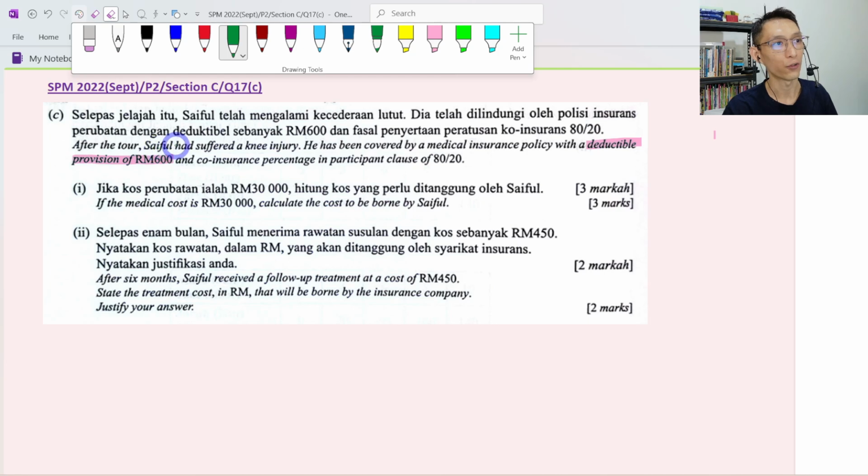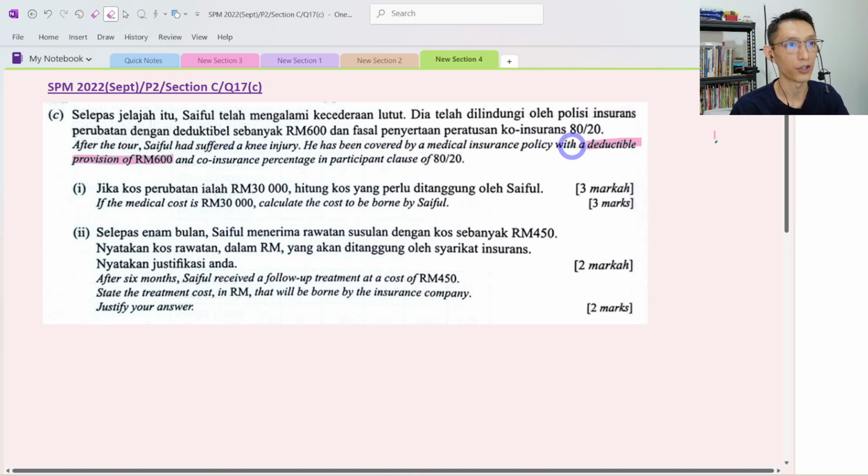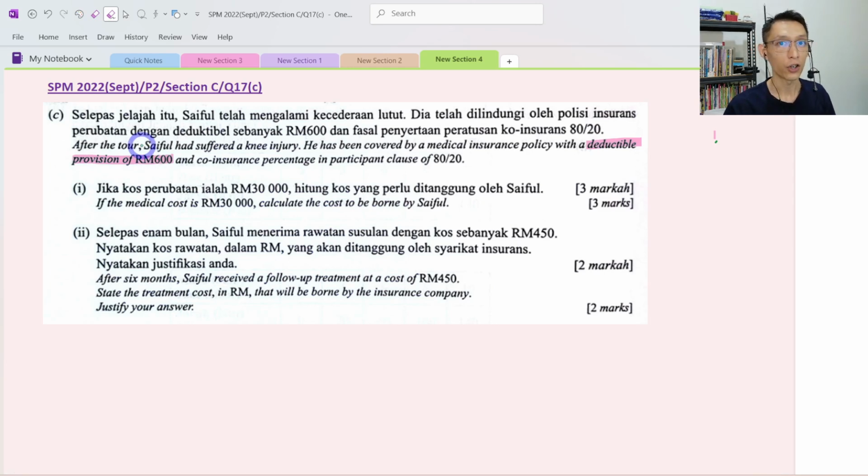After the tour, Saifu had suffered a knee injury. He has been covered by a medical insurance policy with a deductible provision of 600 ringgit. This means that the treatment cost must be more than the deductible, which is 600 ringgit here. Only then will the insurance company pay some amount of compensation to Saifu. If the treatment cost is less than or equal to this amount, then the insurance company will not pay any compensation to Saifu. And the co-insurance percentage in participant cost is 80-20. 80% is covered by the insurance company and 20% is covered by himself.